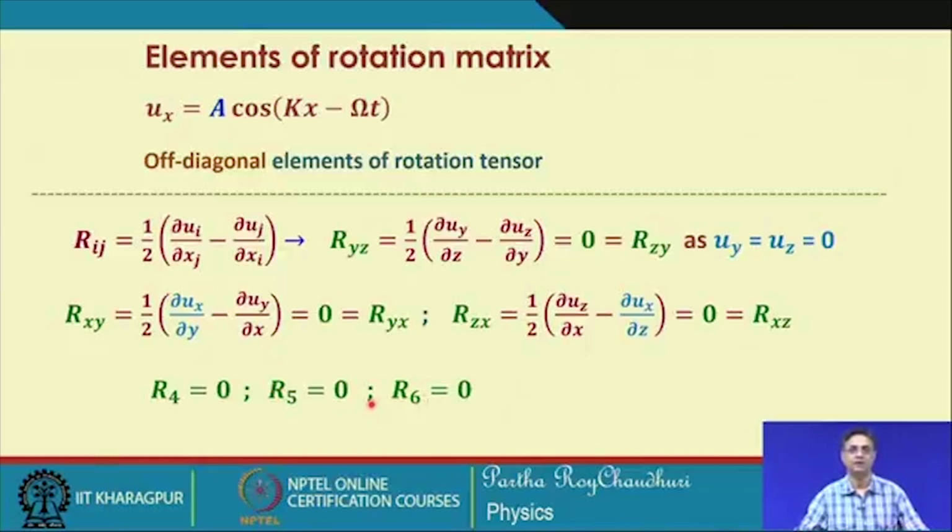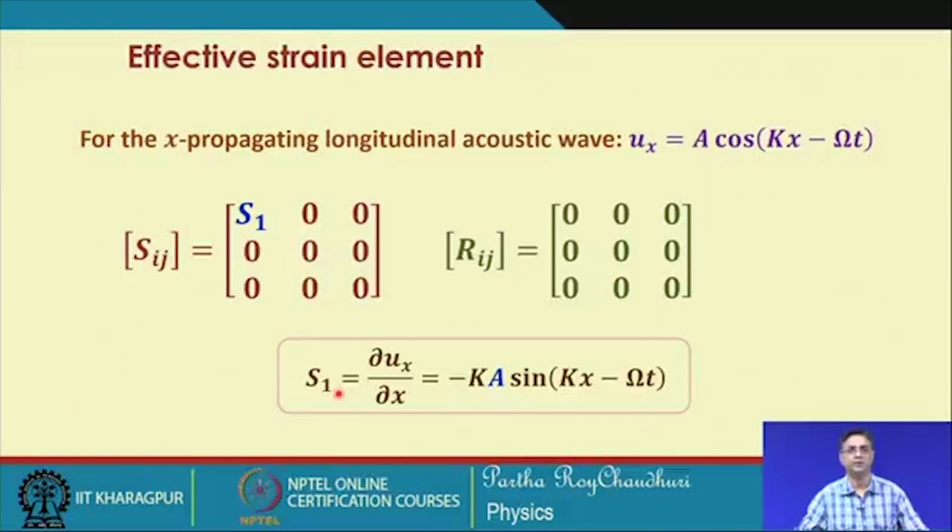So the only non-zero element out of these two tensors is the S1 component of this tensile strain matrix, and you have seen that S1 is del u x by del x, that is, the change in the displacement in the x direction per unit length. So this is the strain, and the amplitude of this strain is represented by this.